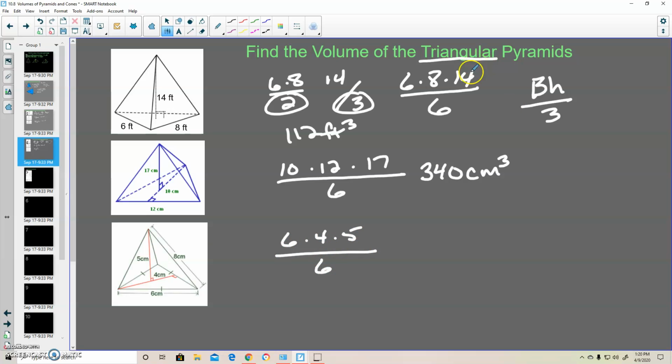Again, remember, only for triangular prisms do you divide by 6, and that's because we're dividing by 2 with this and dividing by 3 with the pyramid. Okay, when I do that, that gives me 20 cubic centimeters. Okay, and I think we got one more and we're done.